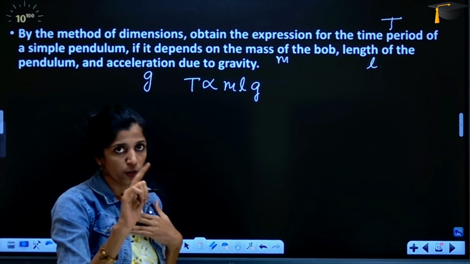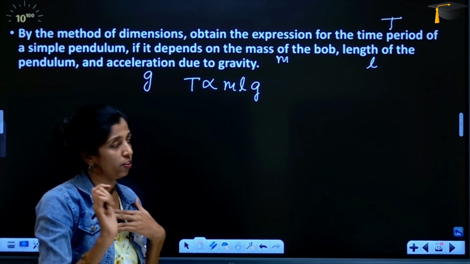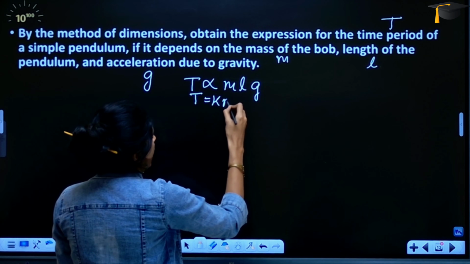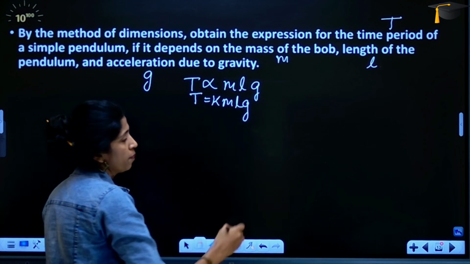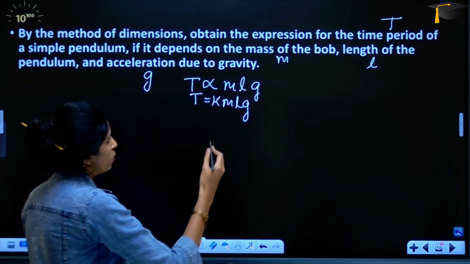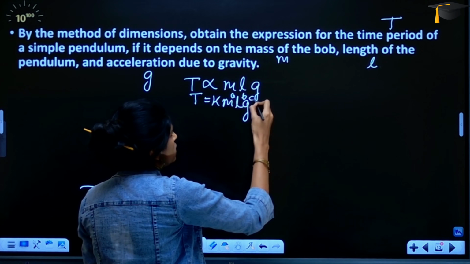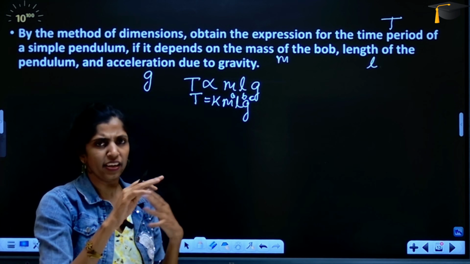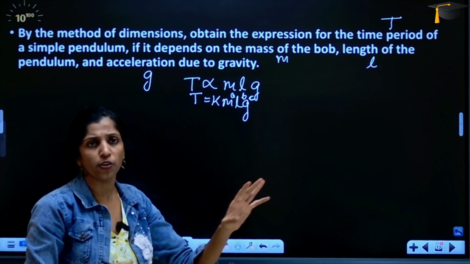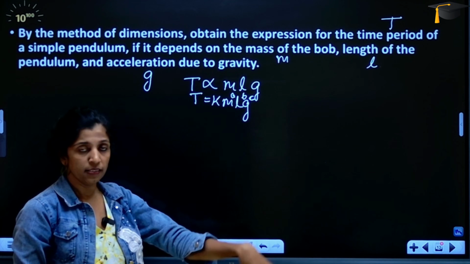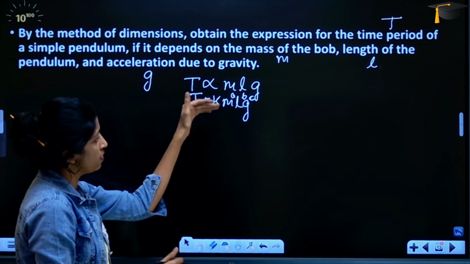So first step, you will do this. The time is depending on that. Since it is proportional, you can replace it with a constant K, m, L, g. Now you can just put the powers: m power a, L power b, g power c. It need not be in the same order. You can keep g, L, m, anything you can keep, but put the powers as a, b, c. This is the first step.